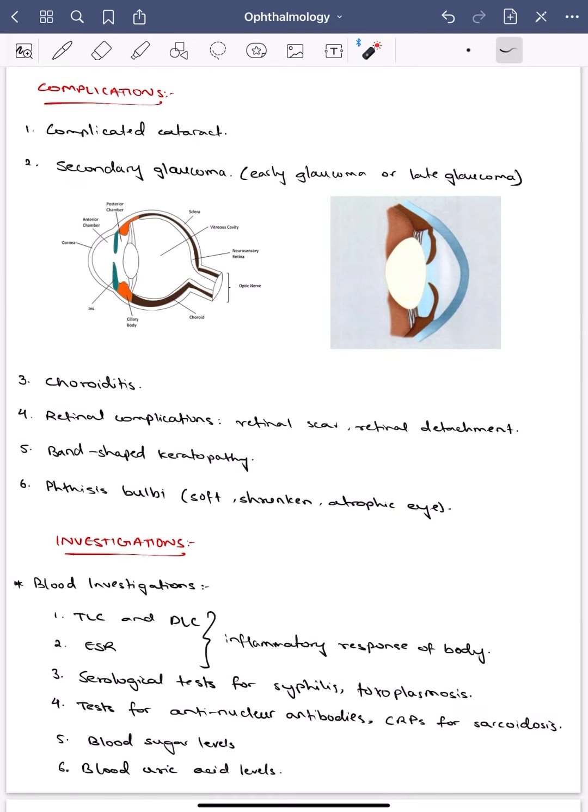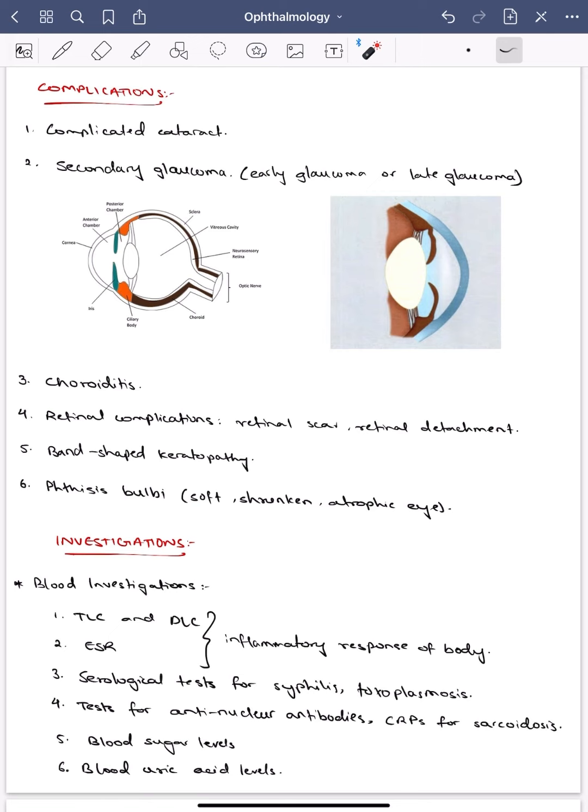Now the complications of uveitis. Suppose we leave the uveitis untreated. What happens? The most important complication is complicated cataract and secondary glaucoma. Now secondary glaucoma, we have early glaucoma and late glaucoma. Early glaucoma is basically during the active phase, because of the release of exudates.